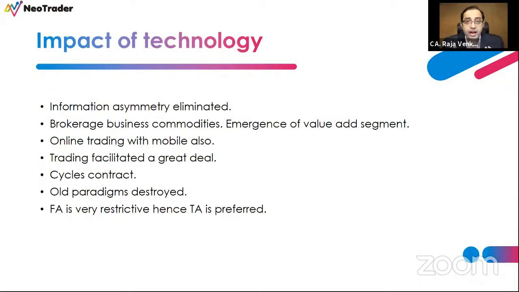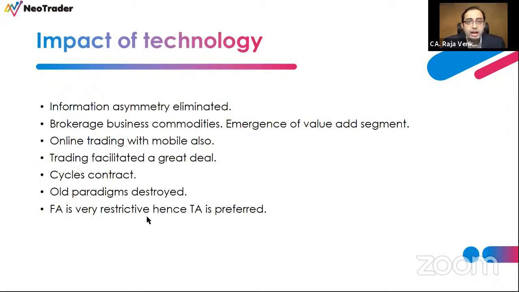So when more people started trading, the cycles began to contract. The cycle of any one move began to contract. And when cycles got shorter, the correlation got destroyed. And because the correlation got destroyed, the old paradigms, the old riti rivaj of market movement, have slowly started eroding. Understanding all this and converting it using fundamental analysis has become very restrictive. Hence, more and more people are preferring technical analysis.